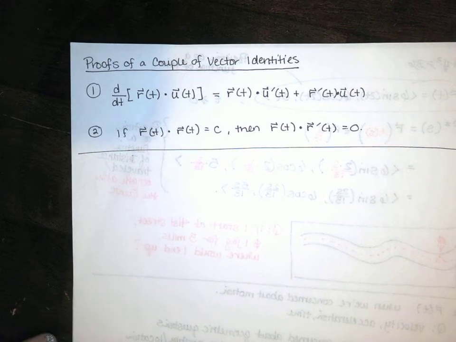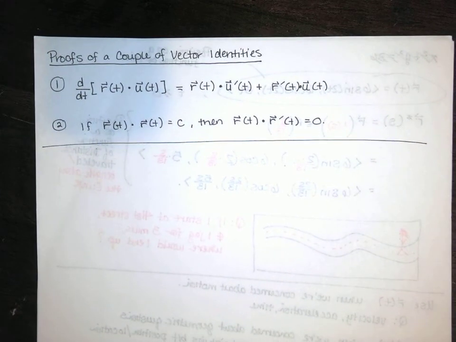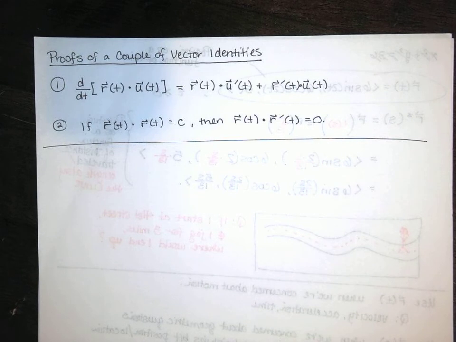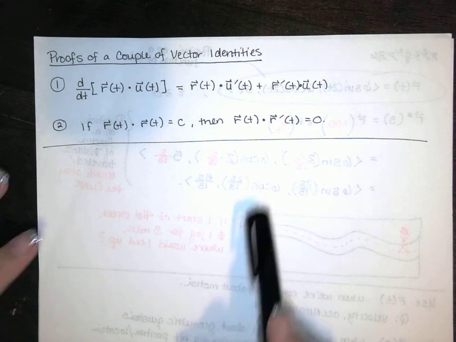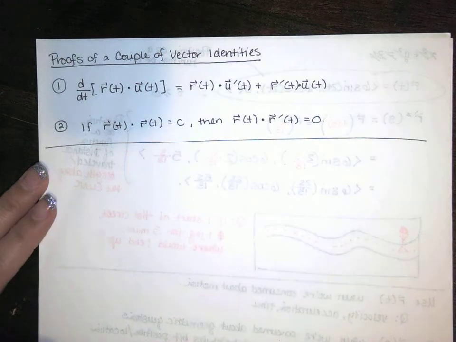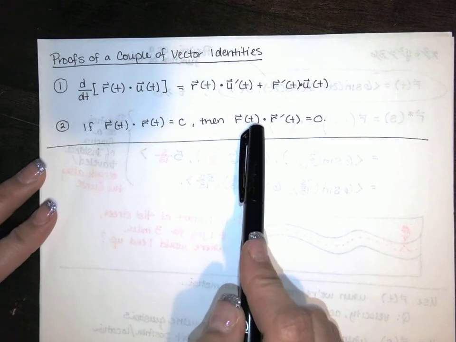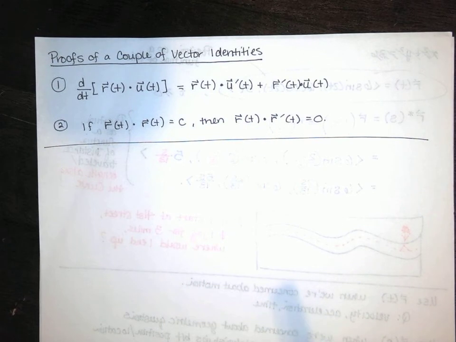Okay guys, in this video I'm going to do a couple of proofs of vector identities. The reason for that is the second one is important for what we're about to study later. We're about to talk about the unit tangent vector, the unit normal vector, and then later the binormal vector. And this is an important property that we'll be using when we talk about that, but I don't want to just force you to assume it. I'd like to prove this to you.